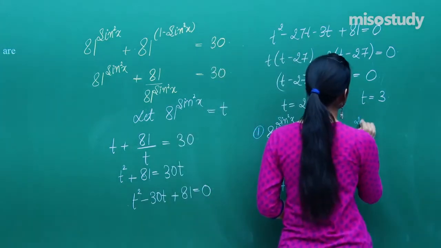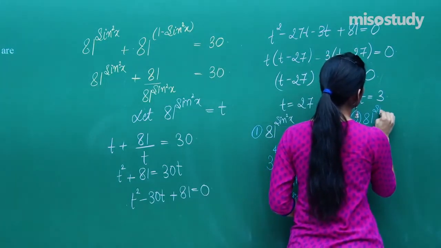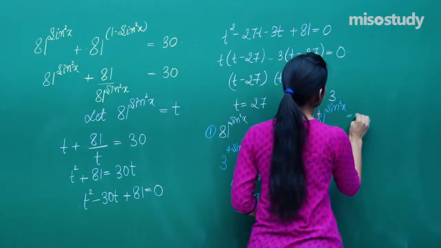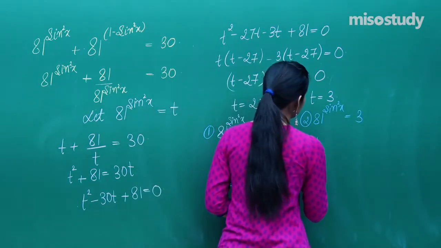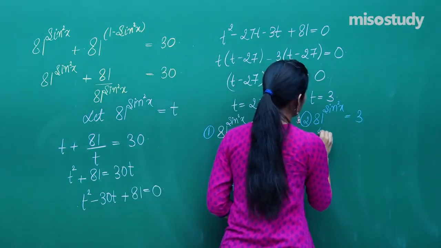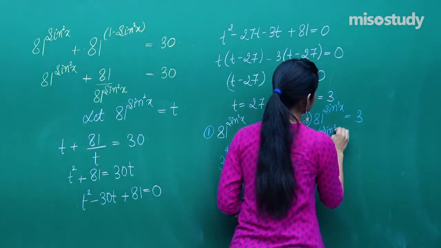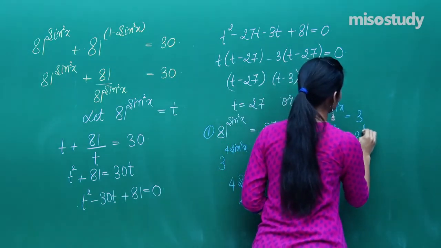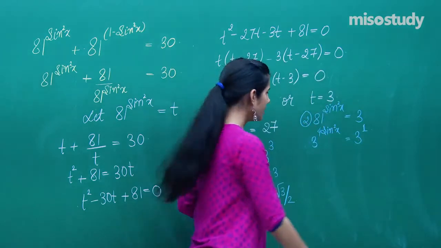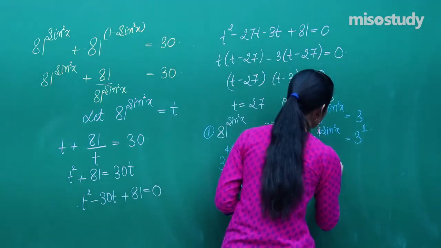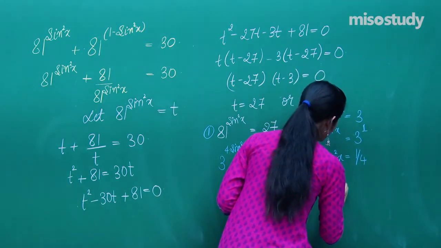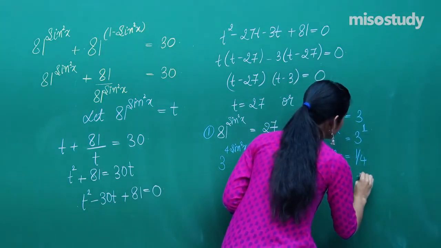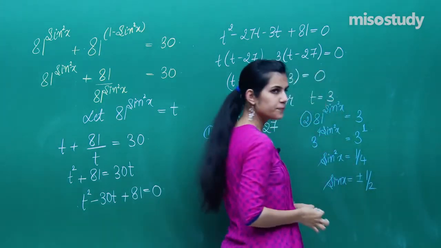And over here, if you see, 81 to the power sine square x equals 3. 81 can be written as 3 to the power 4. This equals 3 to the power 1. Bases are same, equate the powers. Sine square x is 1 by 4. Therefore, sine x is plus minus 1 by 2.